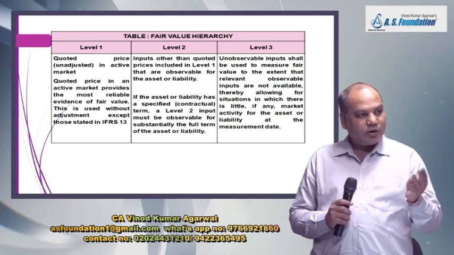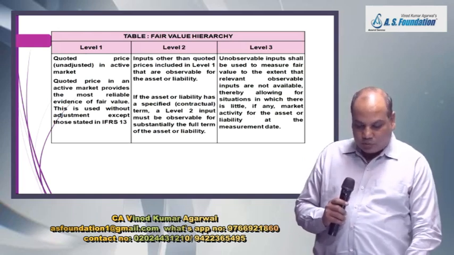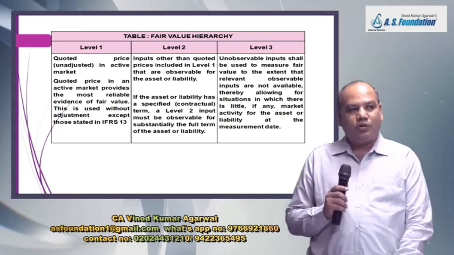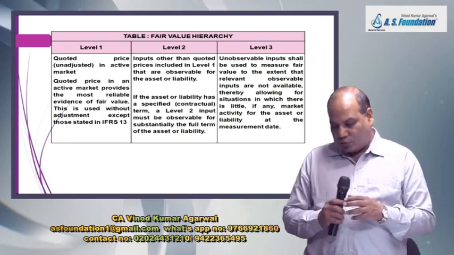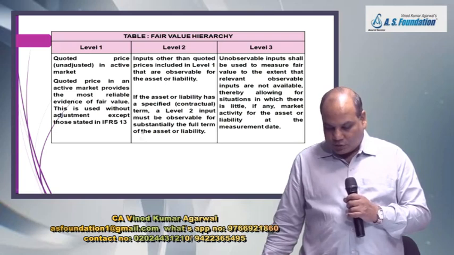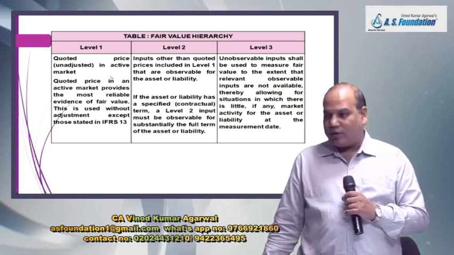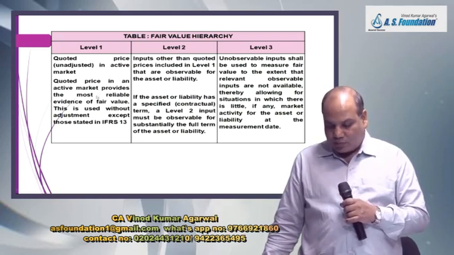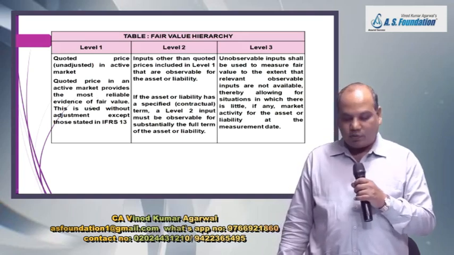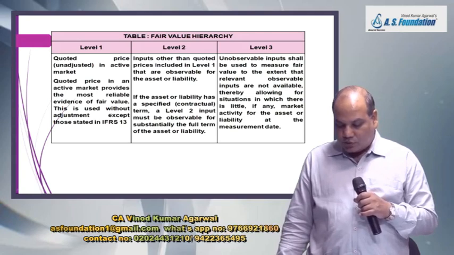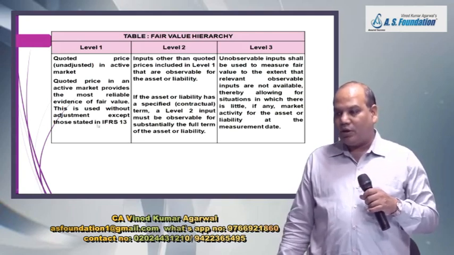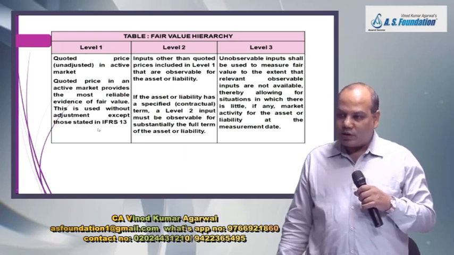Level 1, this can be a theory question also. What are the three levels of input for fair value determination? And then you have to write their meaning, some examples if you can. So first is quoted price in an active market. Quoted market price in an active market provides the most reliable evidence of fair value, and this is used without adjustment except any adjustment provided in the standard.